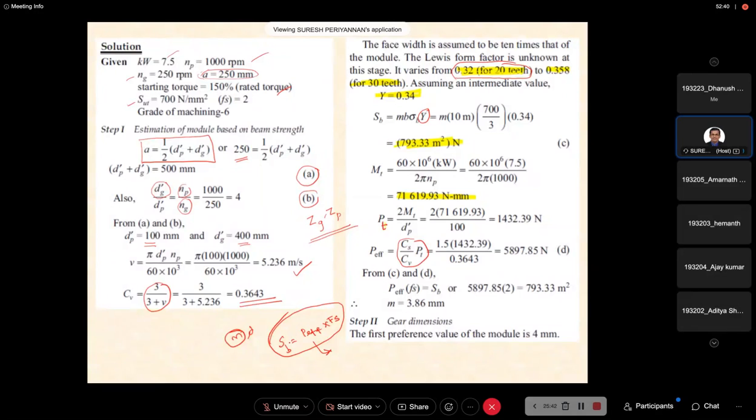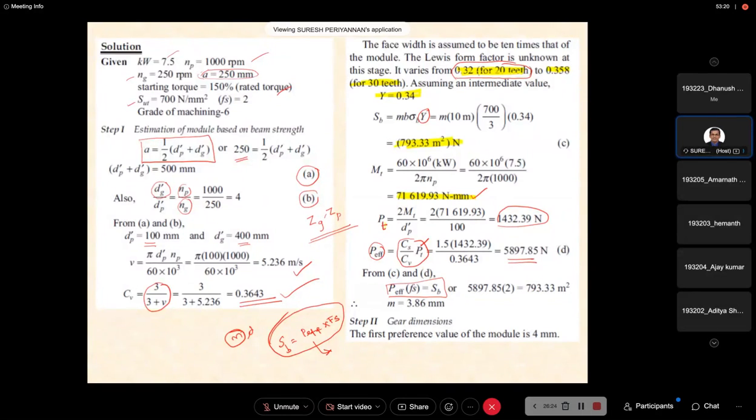Hence, I need P effective. When I'd like to find P effective, I need Pt. Hence, Pt from the torque equation. If you know the torque value, we are able to find the Pt. Now Pt is 1432 Newton. Now substitute here in P effective, then Cs we know, service factor, and Cv we have found already, the velocity factor. From this relation we are able to find our P effective load. Now P effective into Fs is equal to Sb.